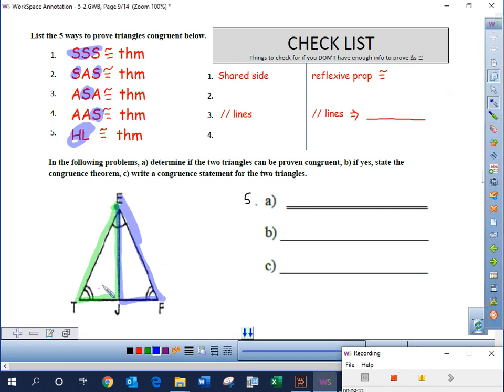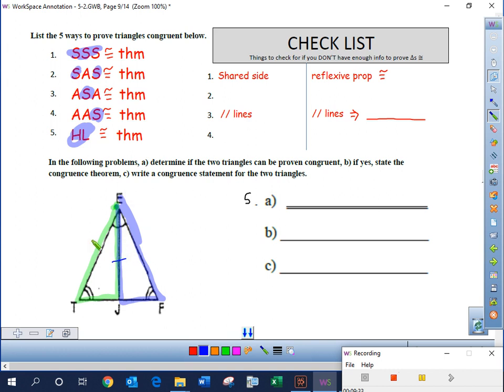So that means I need to go to the checklist and start up here. Is there a shared side between those triangles? Yes, there is. The reason why we can do that is because of the reflexive property of congruence. Now, before we keep going down this list, check to see if any of these are going to work.